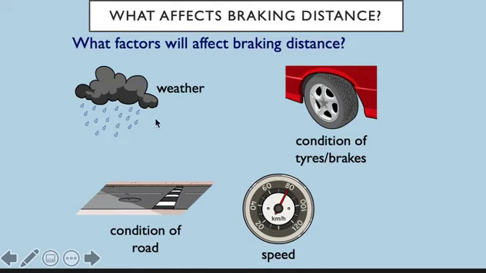Not necessarily specifically the weather, but anything that can reduce the friction of the road. So if it's raining and so the road's wet, then that's going to reduce the friction. If it's icy, then it's going to reduce the friction. The condition of the tyres or brakes, so the same kind of idea. If your tyres or your brakes aren't in very good condition, then that's going to reduce the friction between either the brakes and the wheels, and the tyres and the road, and that's going to increase the distance you'll travel while you're braking.